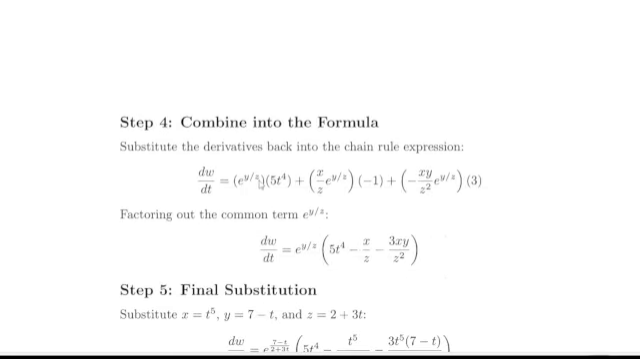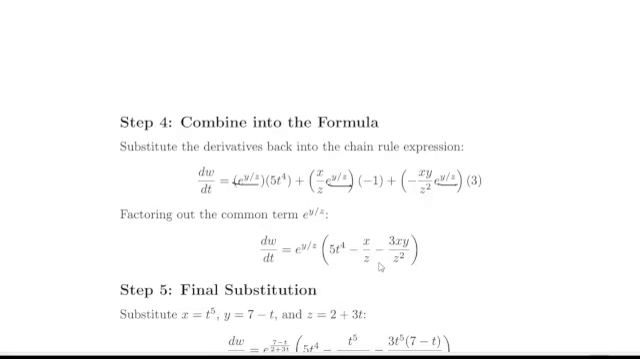So we have e to the y over z times 5t to the fourth, plus x over z times e to the y over z times negative 1, plus negative x times y over z squared times e to the y over z times 3. We can factor out an e to the y over z from all three terms. And we have 5t to the fourth minus x over z minus 3xy over z squared.